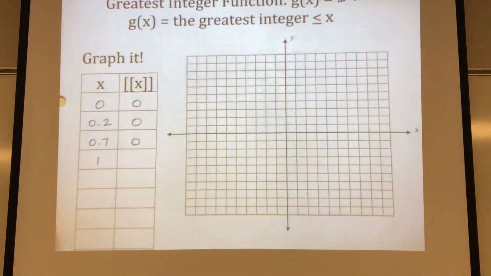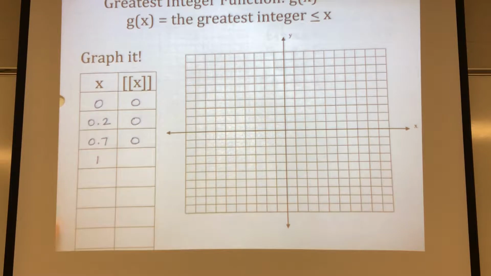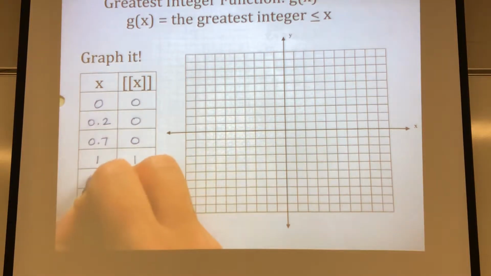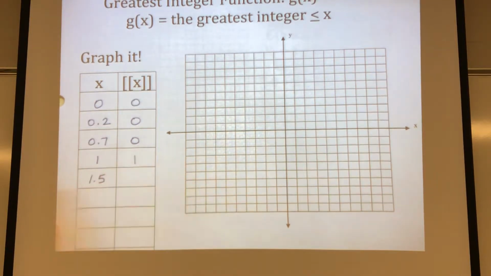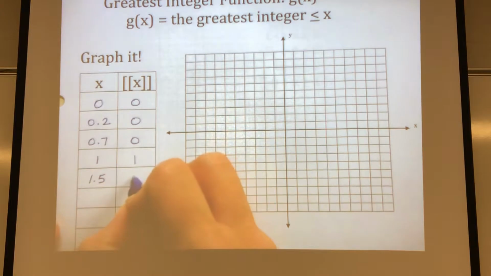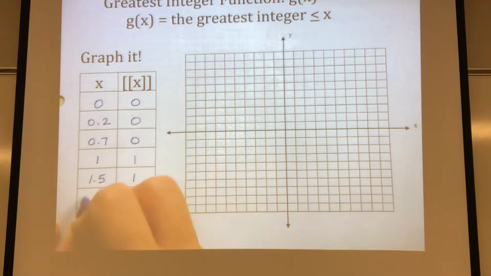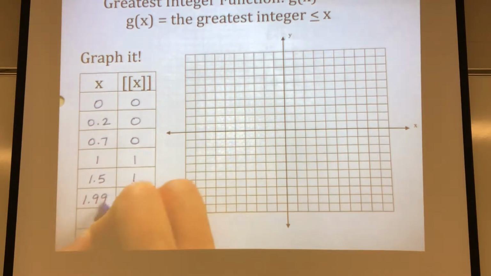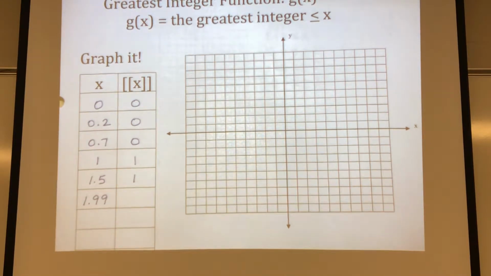So now if we put 1 in, the greatest integer less than or equal to 1 is of course 1. So 1.5, we would go down to the 1 right below, which would be 1. 1.99, the greatest integer less than that is still 1. And we don't cross over to 2 until we actually get to 2.